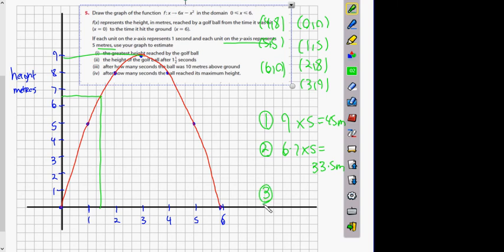What about part 3? When was it 10 meters above ground? 10 meters equals how many blocks? 2. Go across from 2 blocks. And where it hits the line, I'm going to say roughly 5.6 seconds and 0.4. Is that roughly right? Yeah. 0.4 and 5.6. Because it says each one is worth 5 meters. And after how many seconds did the ball reach its maximum height? Anybody? 3. Okay, guys. So a bit of delay there.